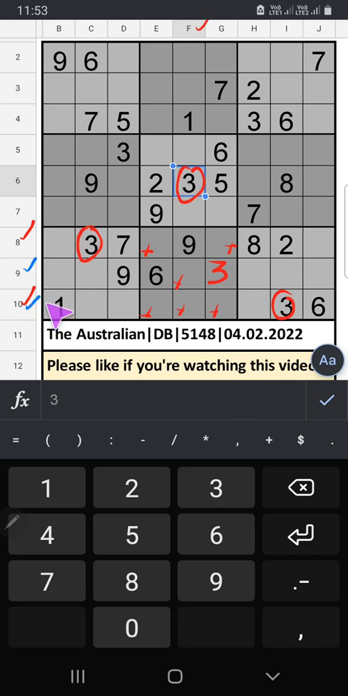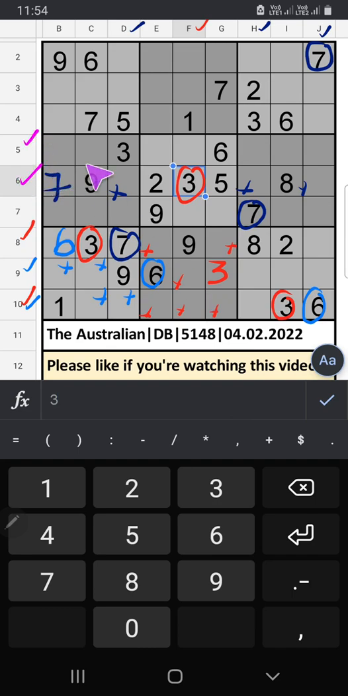9th row and 10th row we have 6. 6 can't come in these cells. Then 6 is confirmed here. Column D, column H and column J we have 7. So 7 can't come in these cells. Then 7 is confirmed here.